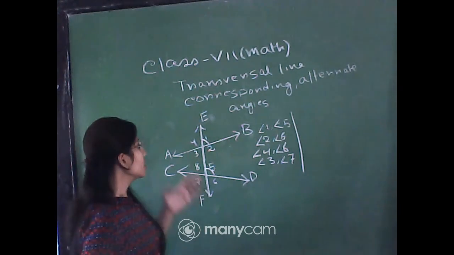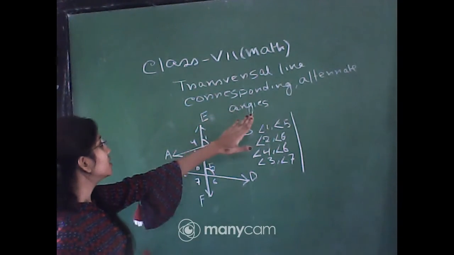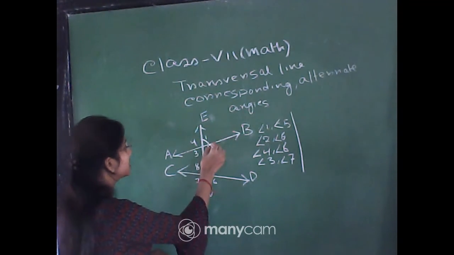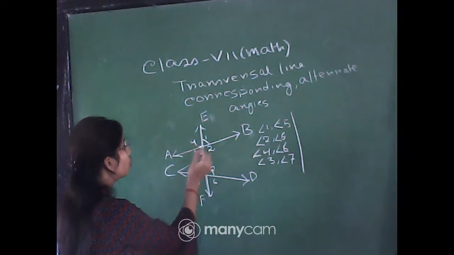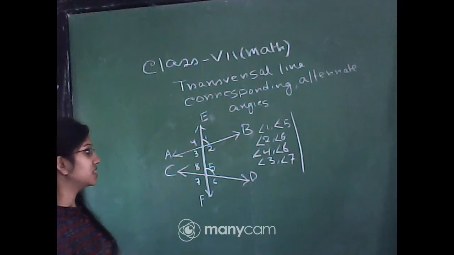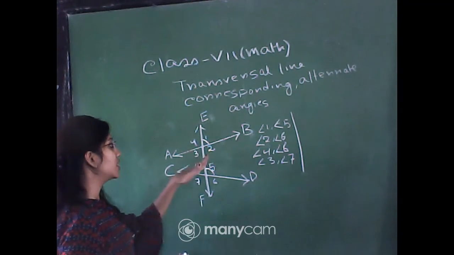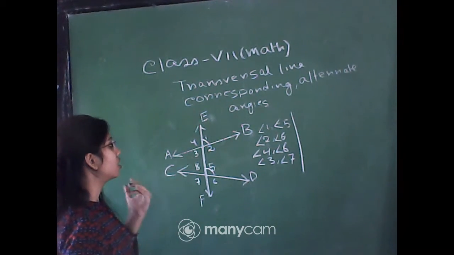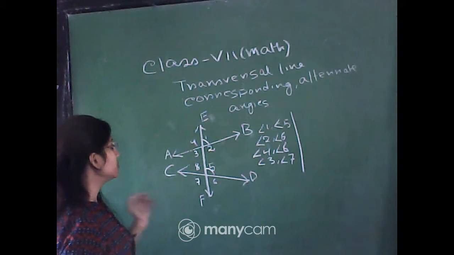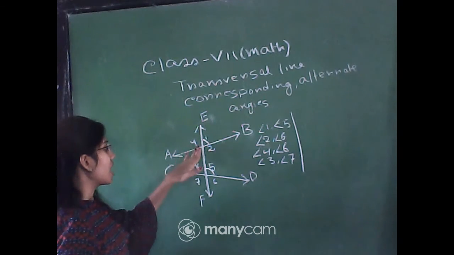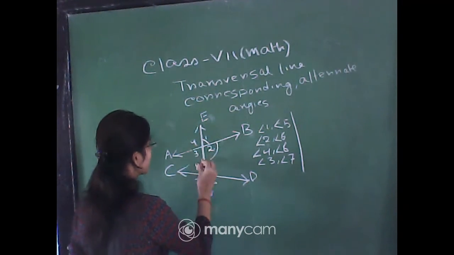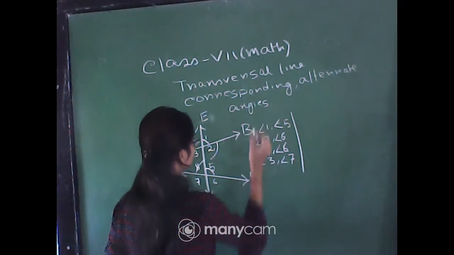Isn't it? Next, alternate interior angles. Here the interior angles are 2, 3, 5 and 8. Alternate interior angles have different vertices. They are on the opposite side of the transversal line and lie between the lines. Here angle 2 and angle 8 are alternate interior angles.